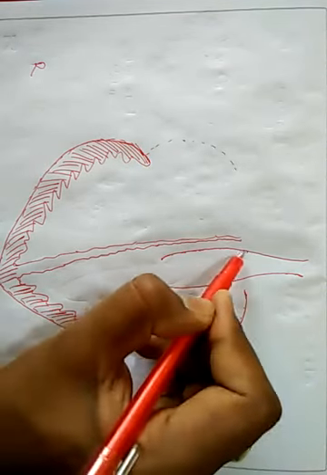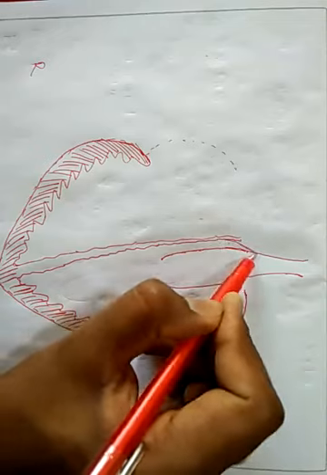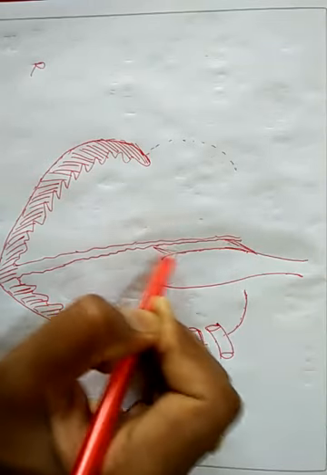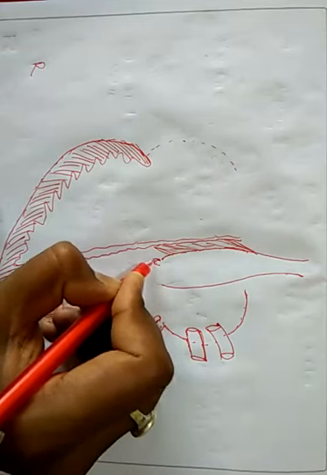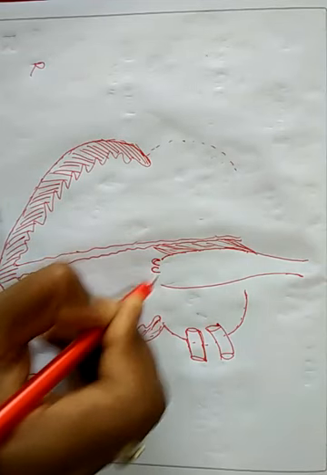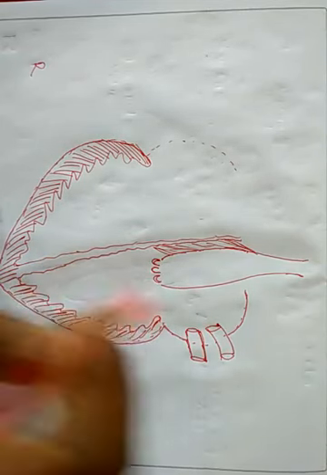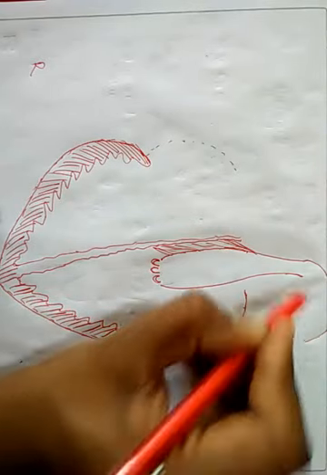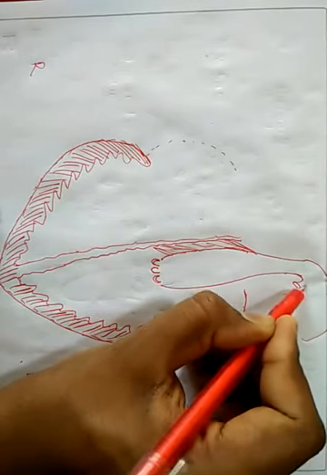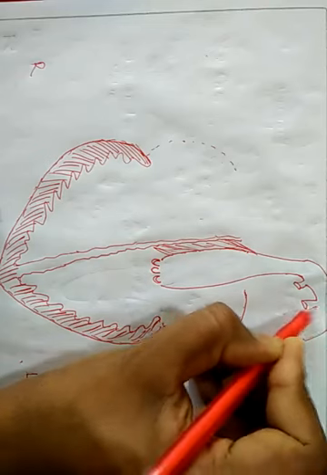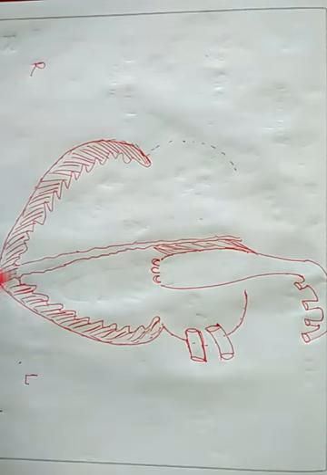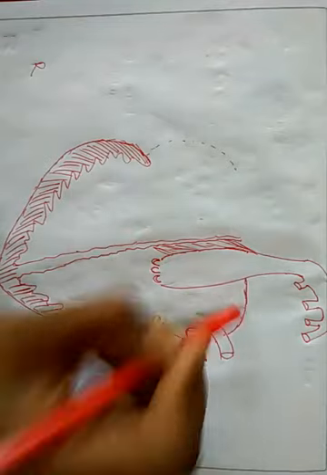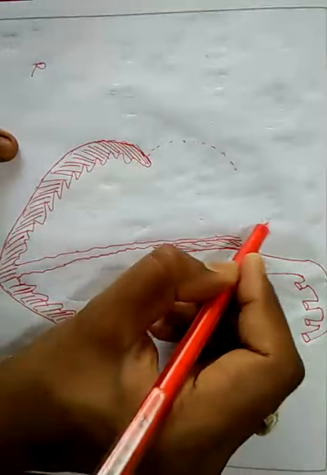It will touch this part. Actually it will touch it. This part will be covered, and these are the semilunar valves. You can see these are the semilunar valves, and this will form the structure like this. Clear? So this is one part I have completed, and the next part I will complete now.